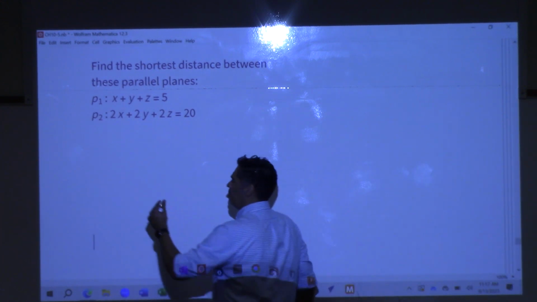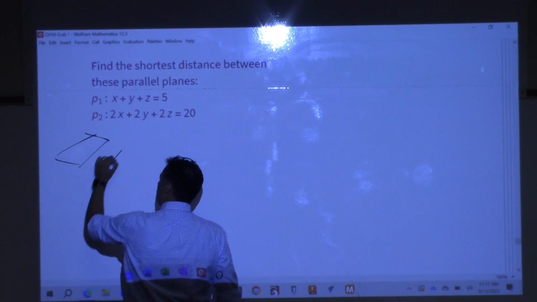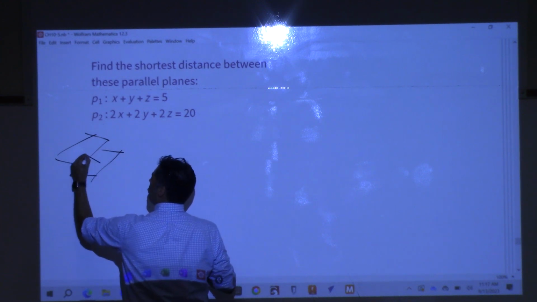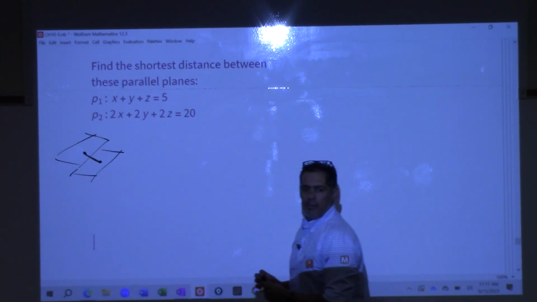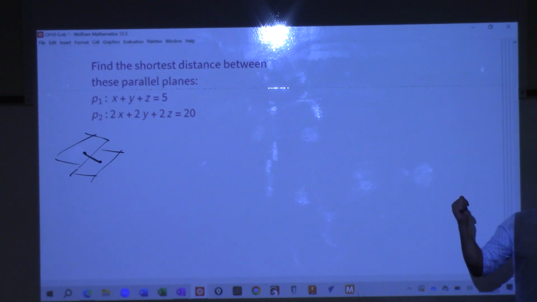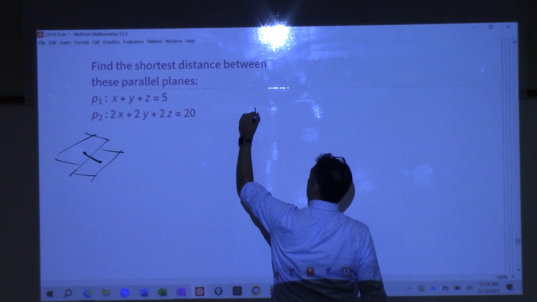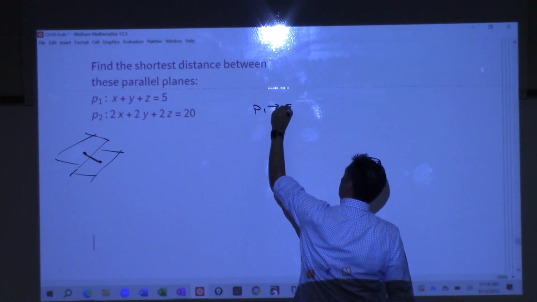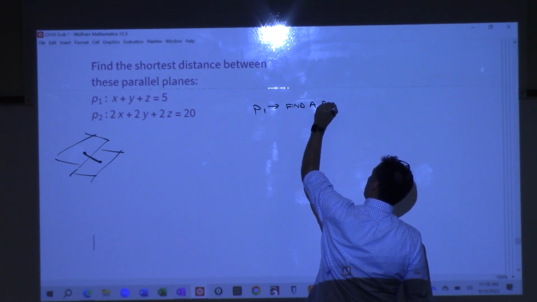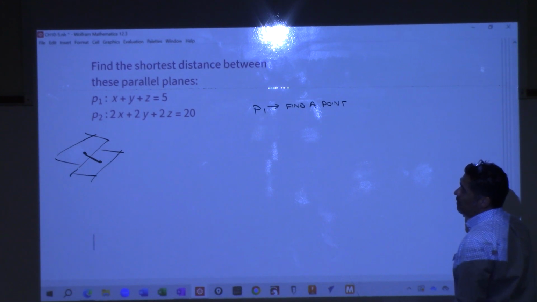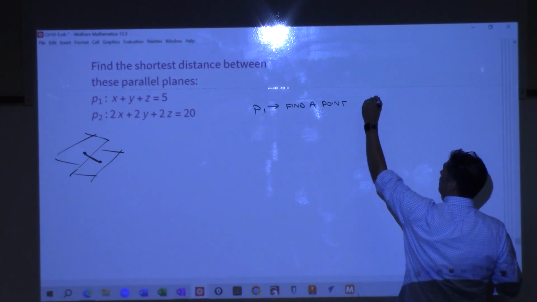So how do you think we should start this? We have a plane, we have another plane that's parallel to it, right? They're running parallel. We're trying to find the shortest distance between those two. The formula only allows us to find the shortest distance between a what? A point and a plane, right? So maybe we should start by just getting a point on one of the planes. So on plane 1, let's find a point. Someone want to tell me an x, y, z that would satisfy the first equation? Something easy?